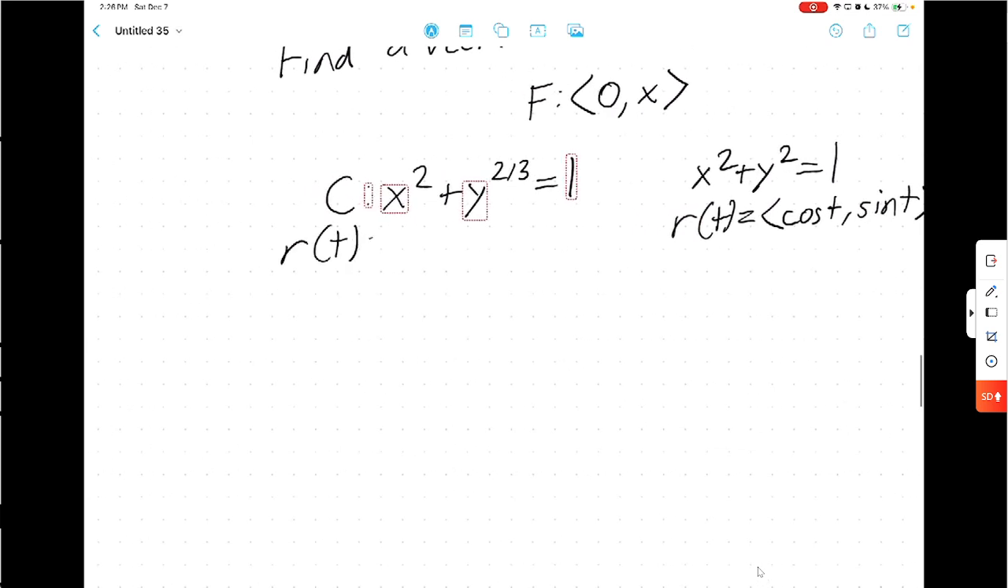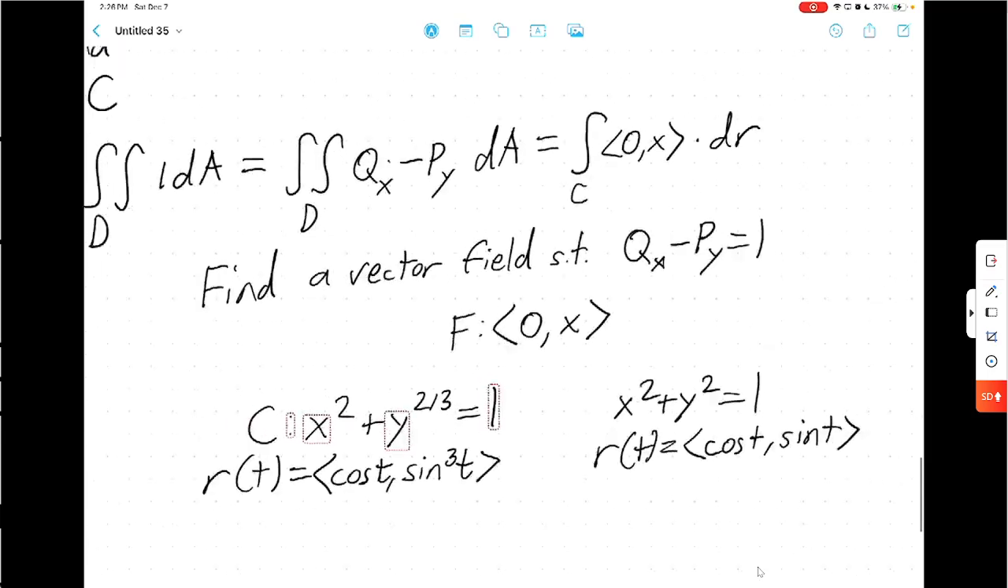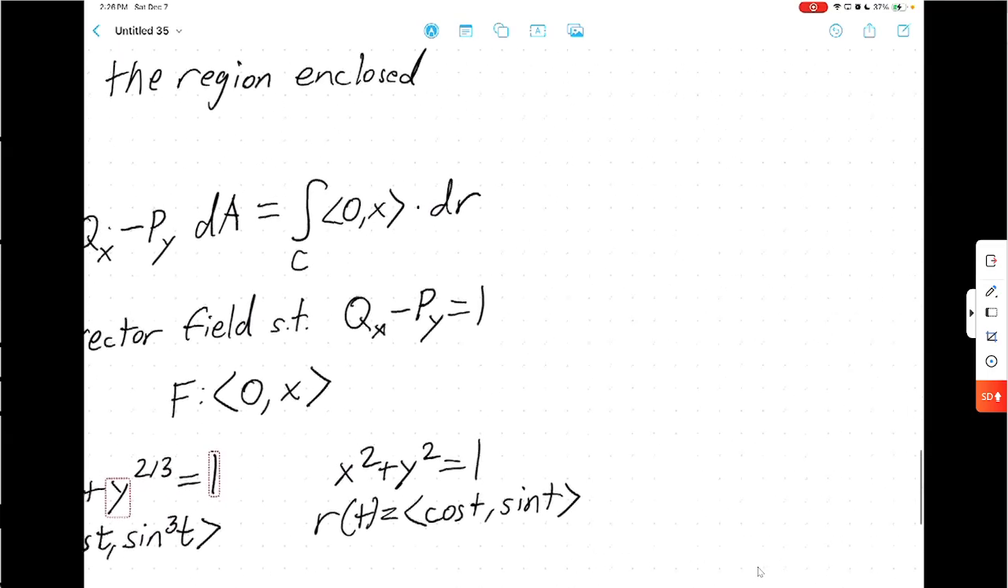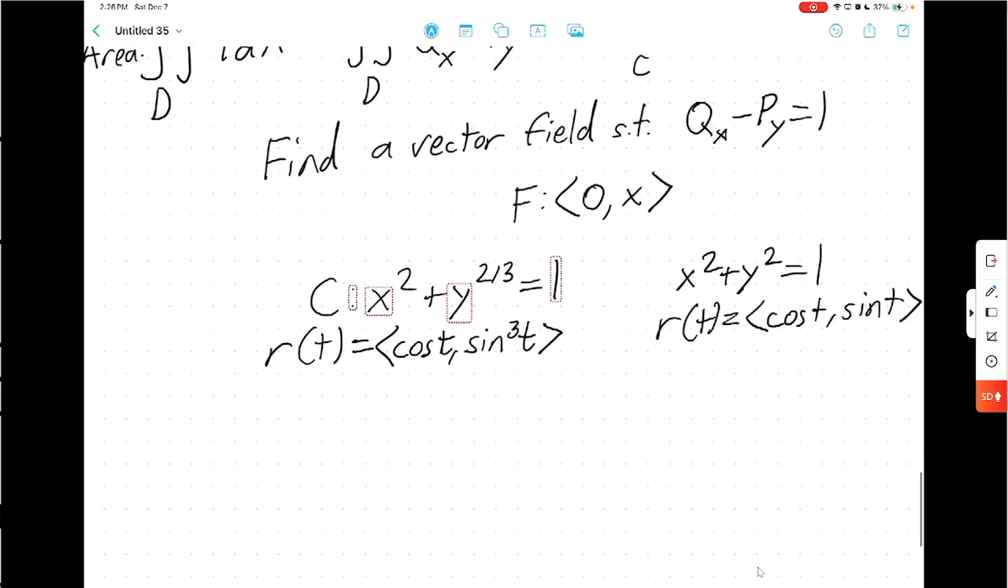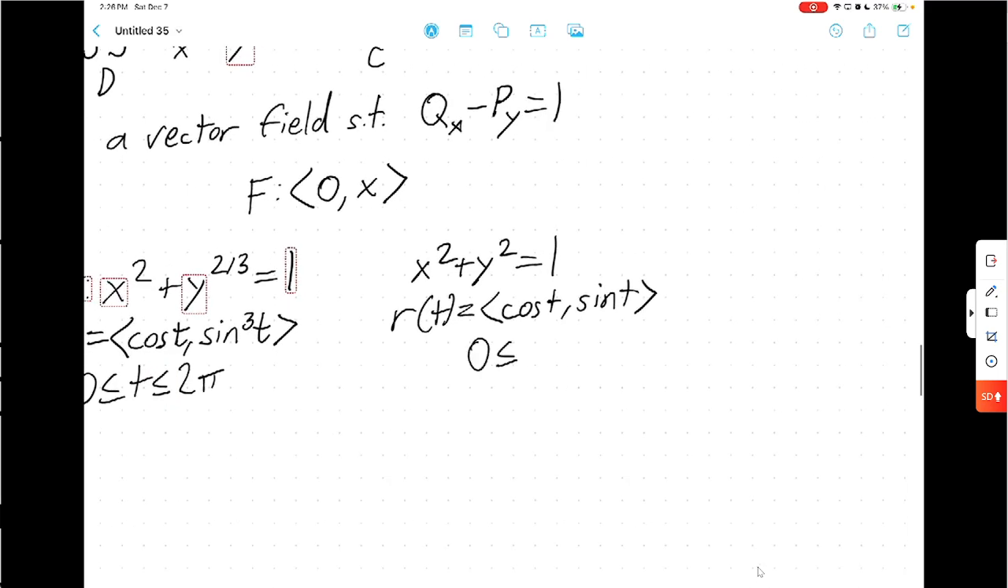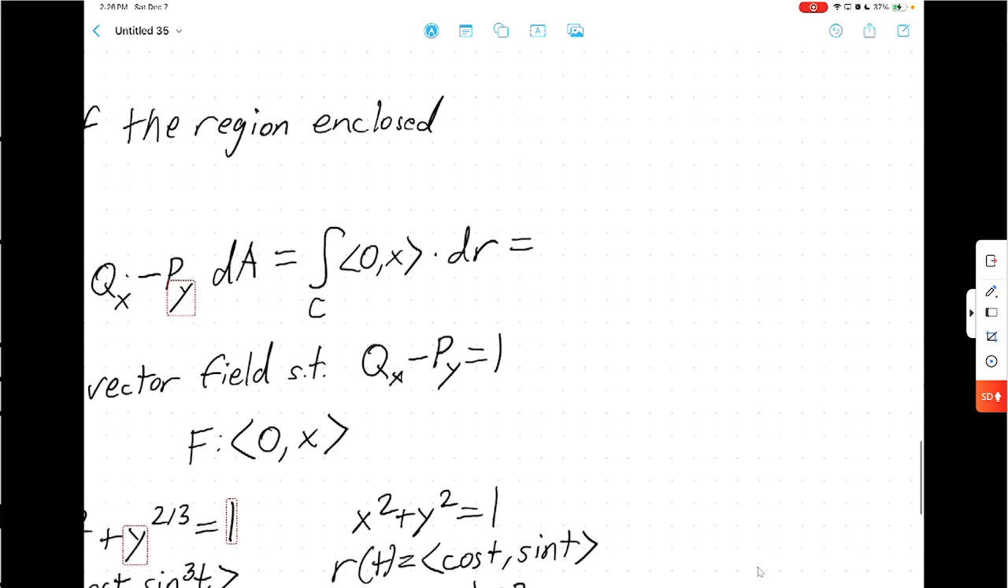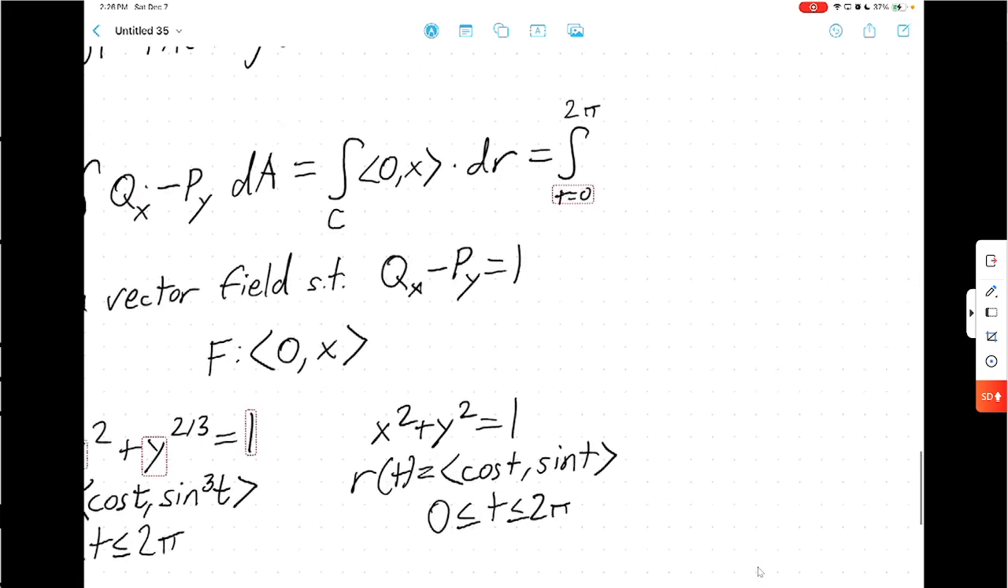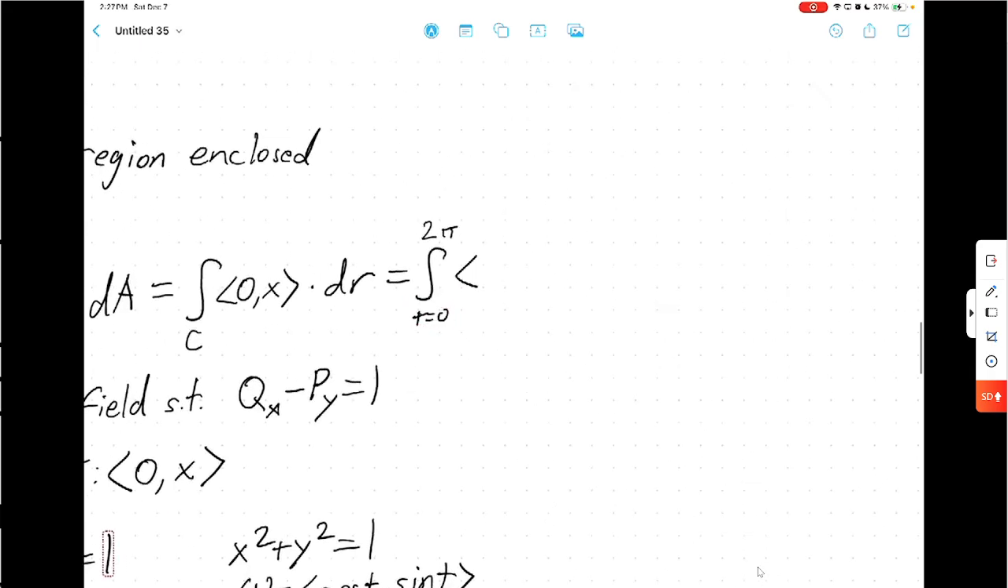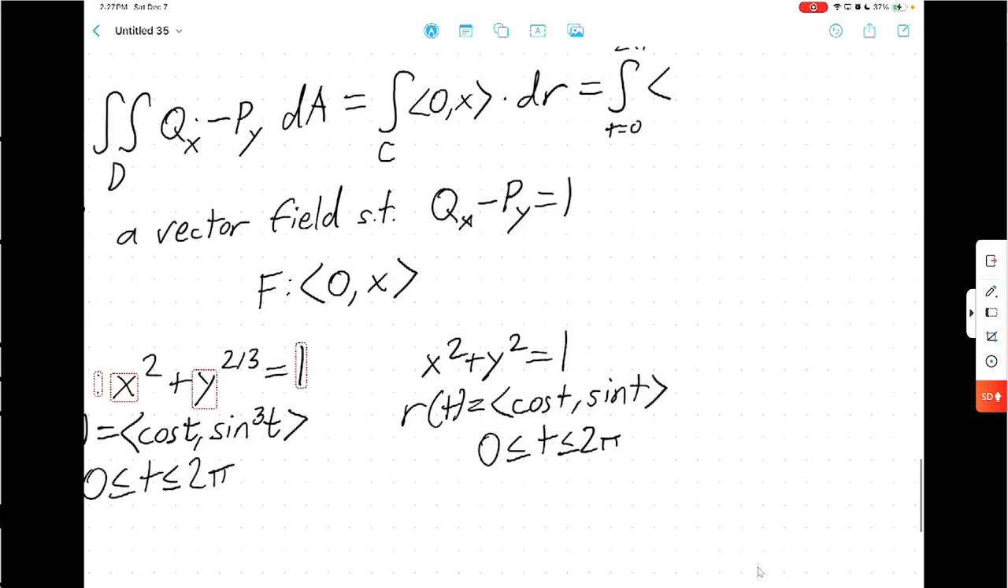So for our new curve, we're still going to have the cosine of t, but because we essentially have a cube root applied to the y squared, I'm going to use sine cubed to make up for that. So this r of t, cosine t, sine cubed t, is going to be our parameterization, also with t between 0 and 2 pi. So we have the integral from t equals 0 to 2 pi, and then we're going to use the fact that we have a sine cubed t here.